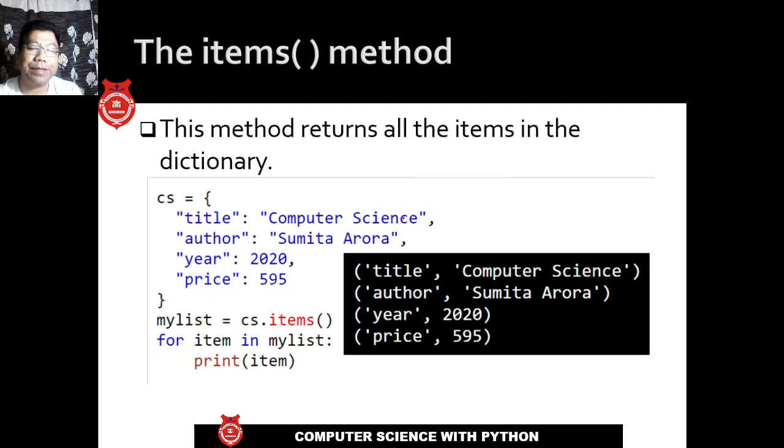Next one is the items method. This method returns all the items from the dictionary. From the returned items you can create a new list. So I say cs.items, all the items will be returned to my list, and if I print all the items in my list, I'll get the output like this. This is not a dictionary anymore, even though it is stored like that. This is a two-dimensional list. So using the items method, I can create lists from a dictionary.